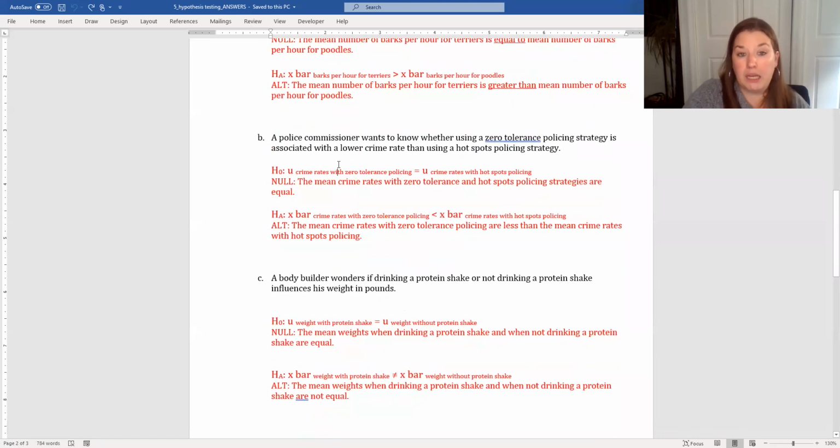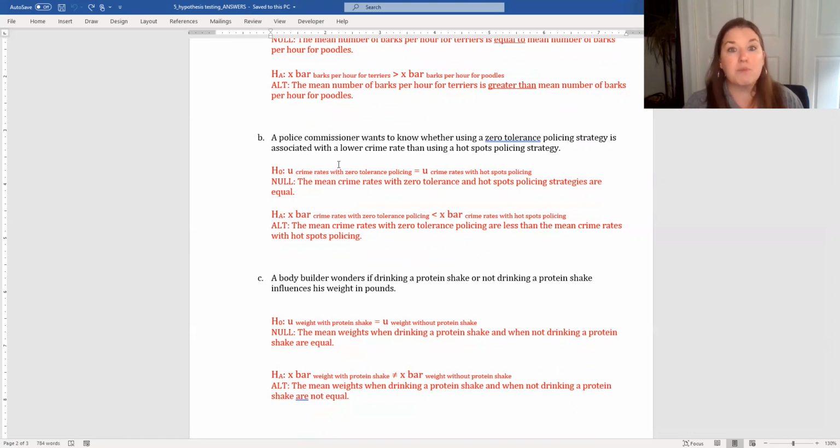Okay, B, a police commissioner wants to know whether using a zero tolerance policing strategy is associated with a lower crime rate than using a hotspots policing strategy. Ask yourself, what's the independent and what's the dependent variable?